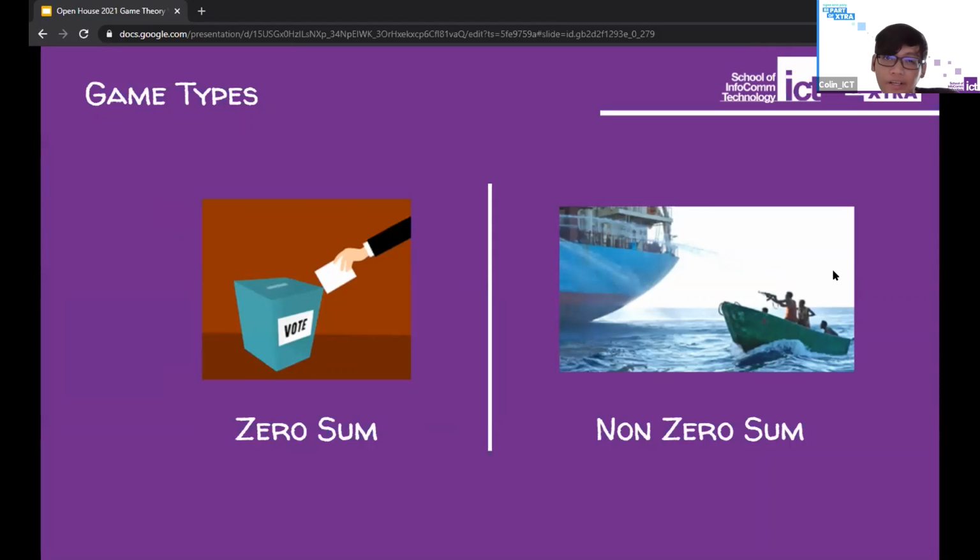And also, you can gain without losing anything. So there's an overlap. A good example is a pirate and a cargo ship. When the pirate is going to raid the ship, if the pirate manages to raid the ship successfully, the pirate gains a lot of loot, so the ship loses.